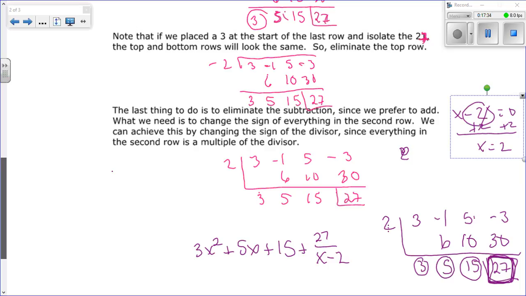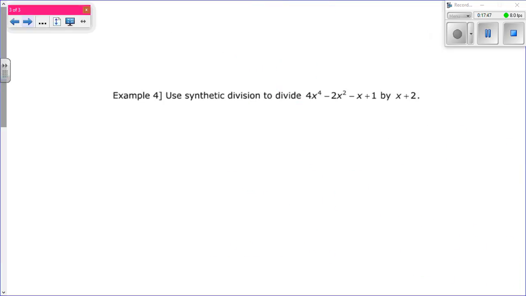Now, it seems kind of crazy to go through all that whole process, but in order for you to appreciate what synthetic division is, I kind of felt like you needed to see where it came from. So let's try one more problem together. So use synthetic division to divide by x plus 2. So divide 4x to the fourth minus 2x to the second minus x plus 1 by x plus 2.